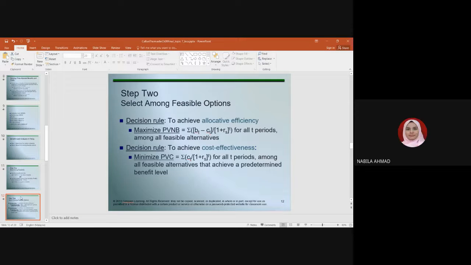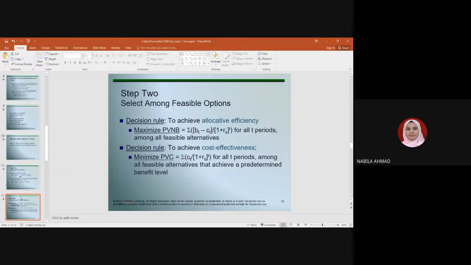Alright, thanks. Okay, now kita go to the step 2. Okay, step 2 kita nak select feasible option. Alright. Jadi, bila kita kata although policy ni dia sometimes dia satisfy, okay, yes, ratio of PVB and PVC tu greater than 1. Yes, tetapi kadang-kadang dia tidak meet PVB minus PVC greater than 0. Ya. Dia tidak meet the present value of net benefit tu.